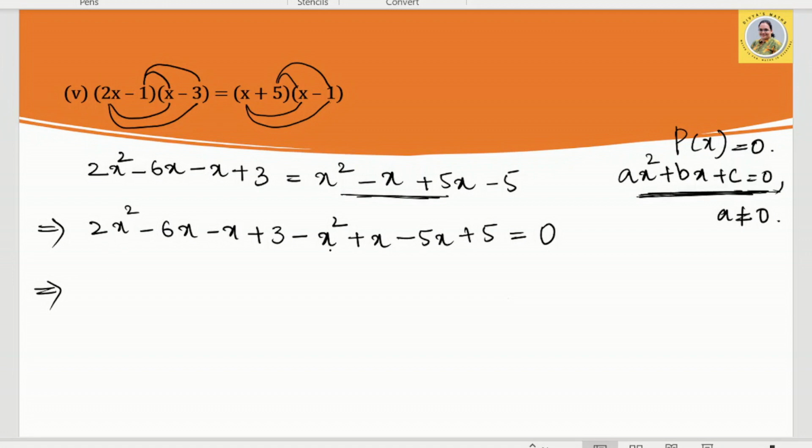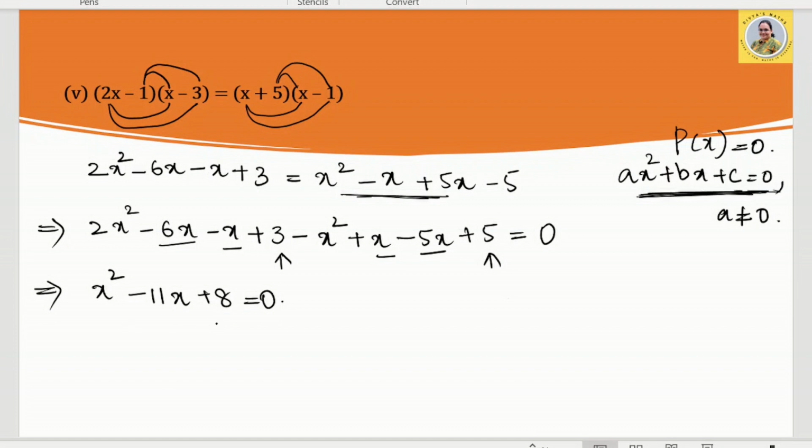So 2x square minus x square, you have x square. And x terms you have this one and this one. So minus 6x minus x is minus 7x. Minus 7x plus x is minus 6x. Minus 6x and minus 5x is minus 11x. So constant terms you have 3 and 5, which is plus 8, is equals to 0.